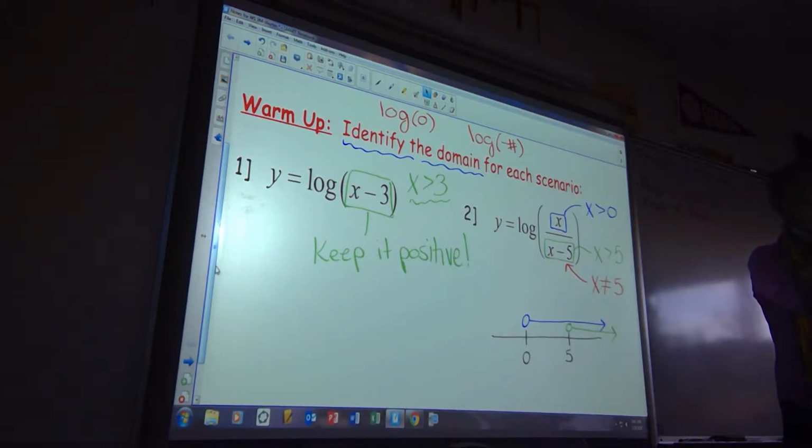The blue one would be the overall thing. We just need to make sure we always keep it greater than 0. All right, so as long as you give some thought to that at the beginning of the problem, you're going to be fine.